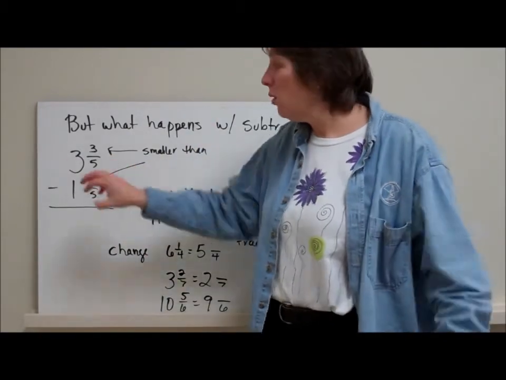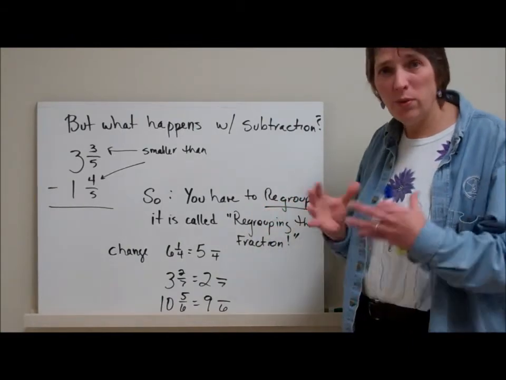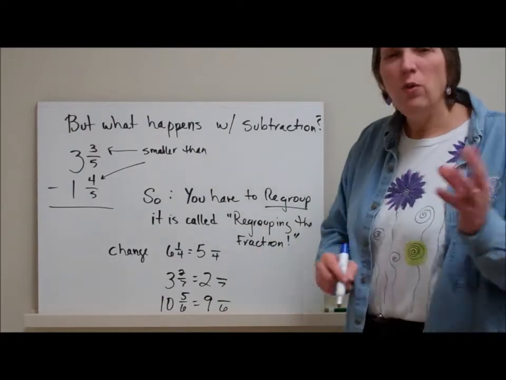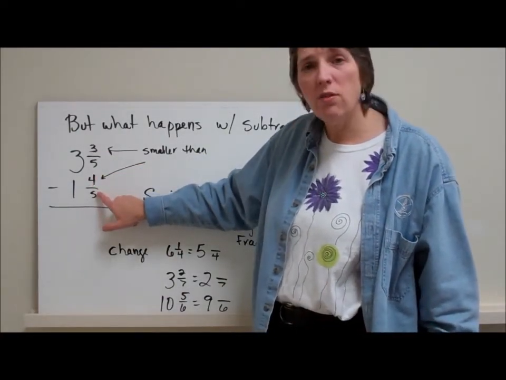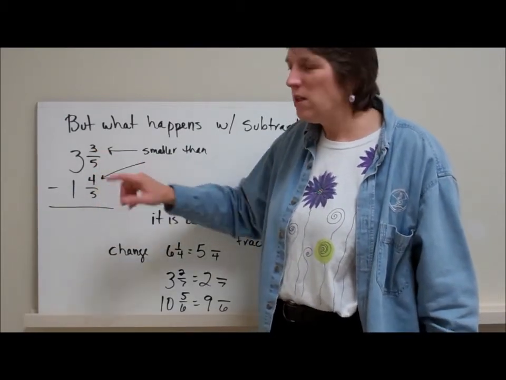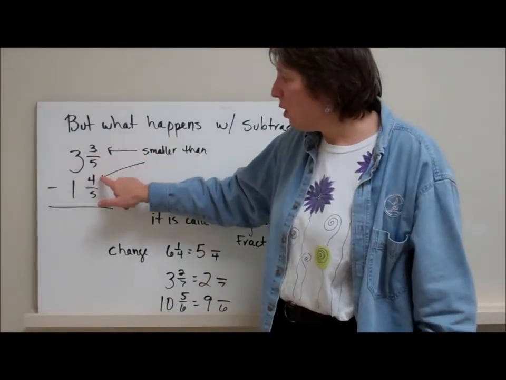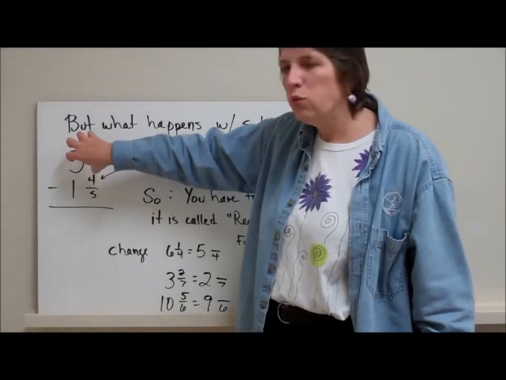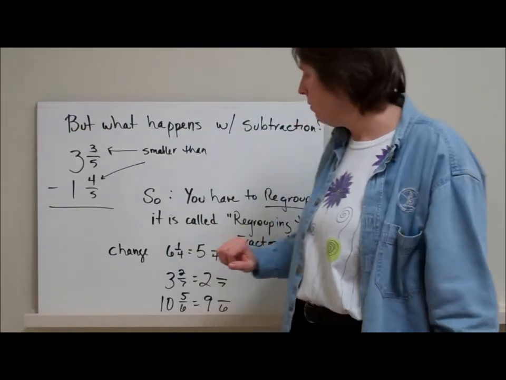You have to borrow from the whole. And that's called regrouping the fraction. When you have a fraction that's smaller than the one you're trying to subtract from it, see 3 minus 4, just the numerators, 3 minus 4, no, it's not 1. This is too small for this. So when we have that, we have to regroup this top number only. Only regroup the top number.